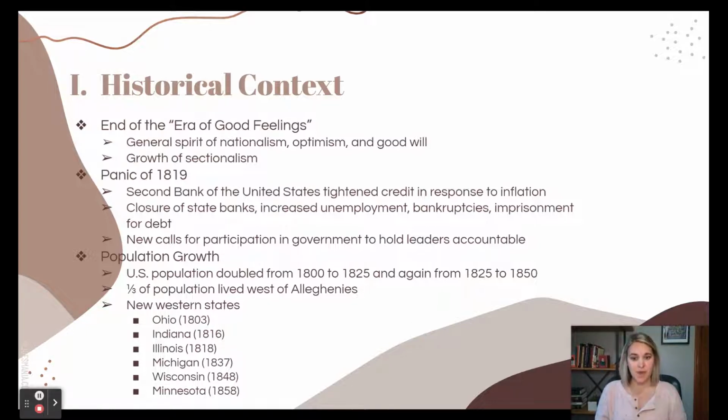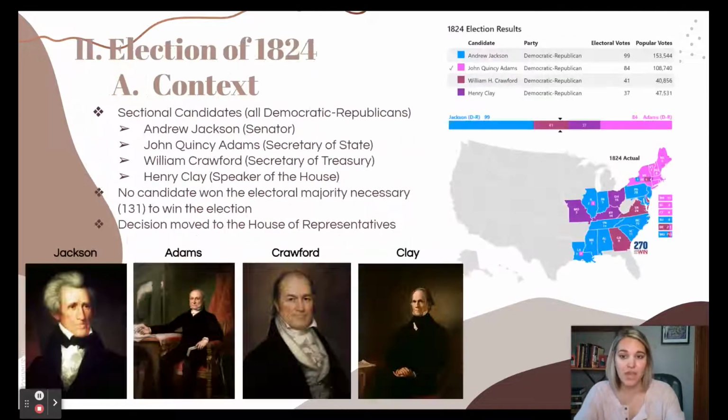Another important piece of this puzzle is population growth. We see the US population growing rapidly during this time, and a third of the population is living west of the Alleghenies. There are several new Western states in this era that end up shifting the population west, which then shifts some of the values that those people have, or what the nation overall values.